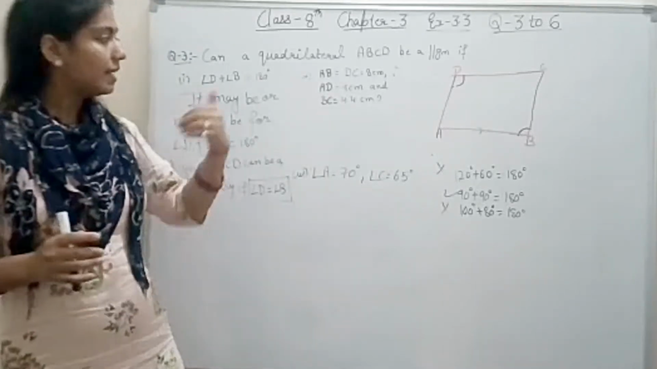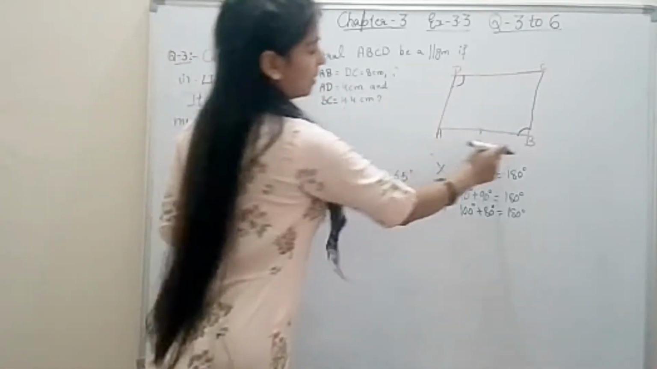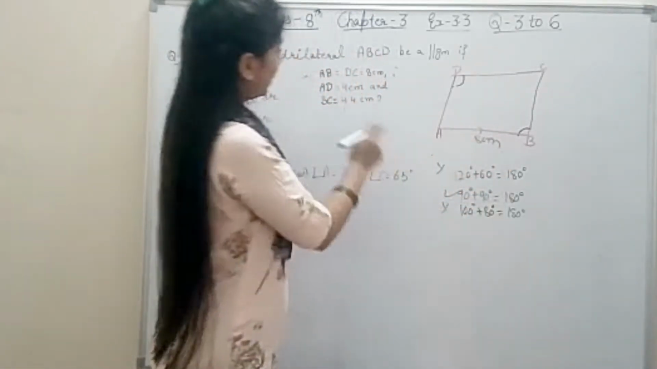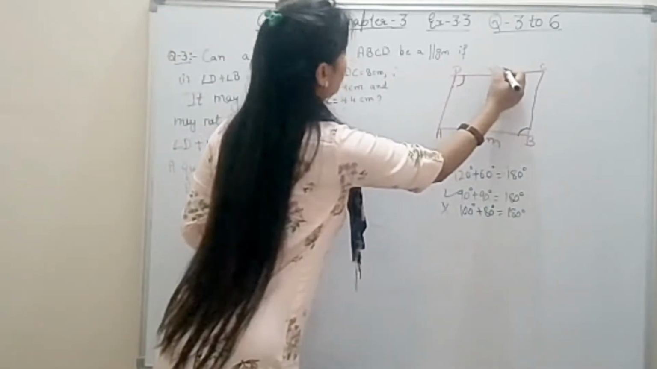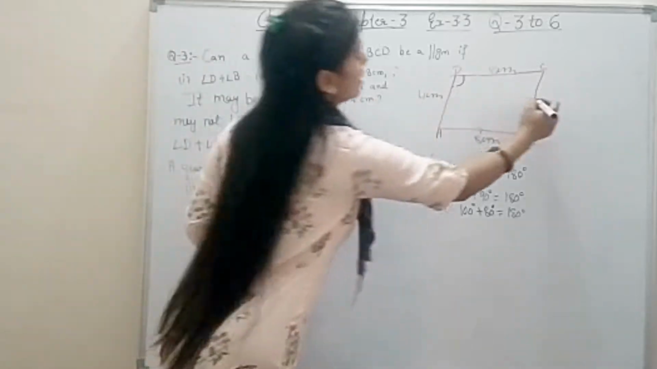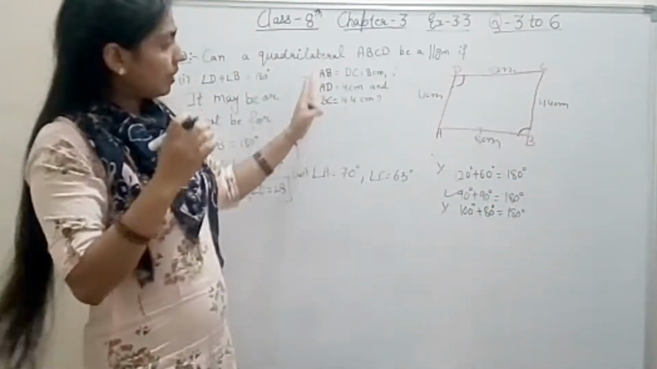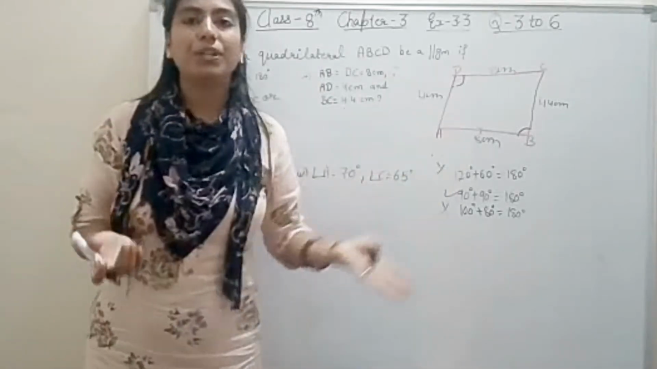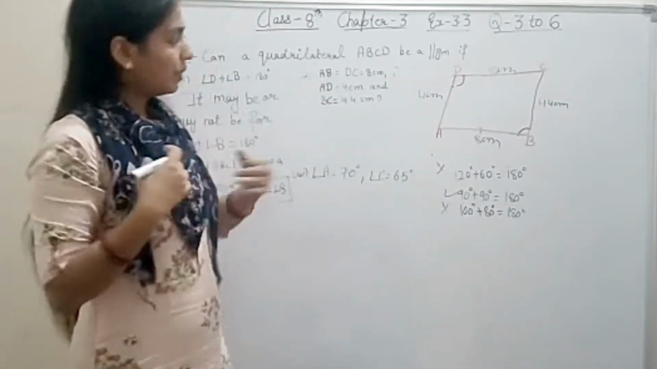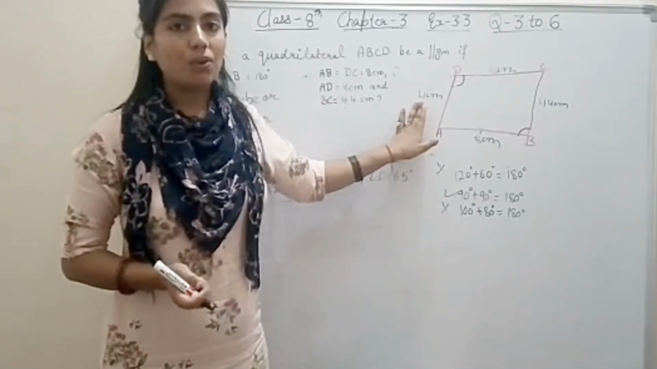Right students? See second part. According to this, AB is 8 centimeter. This AB is 8, BC is 8, AD is 4 centimeter and BC is 4.4 centimeter. What is this? Whatever condition is being given to you, you will just put into the equation. That's it. अब देखो, according to this condition now, it can be a parallelogram?